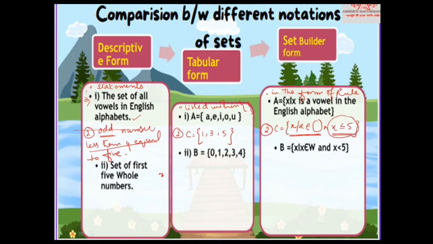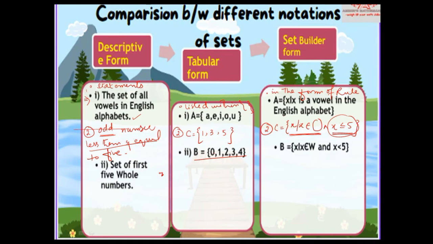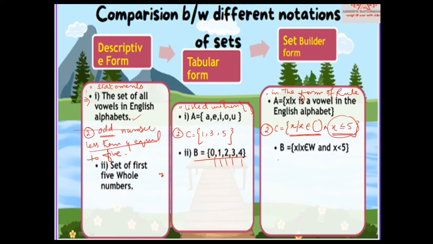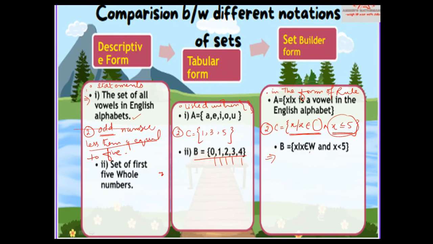Another third example is set of first 5 whole numbers. This is statement form, and if we are going to list them down, it would be b is equal to, whole numbers are starting from 0, 1, 2, 3, 4. These are first 5 whole numbers. And when we are going to write in set builder form, it would be x, where x belongs to whole numbers, this is its belonging, and we can also write x is less than 5, which means all numbers less than 5.